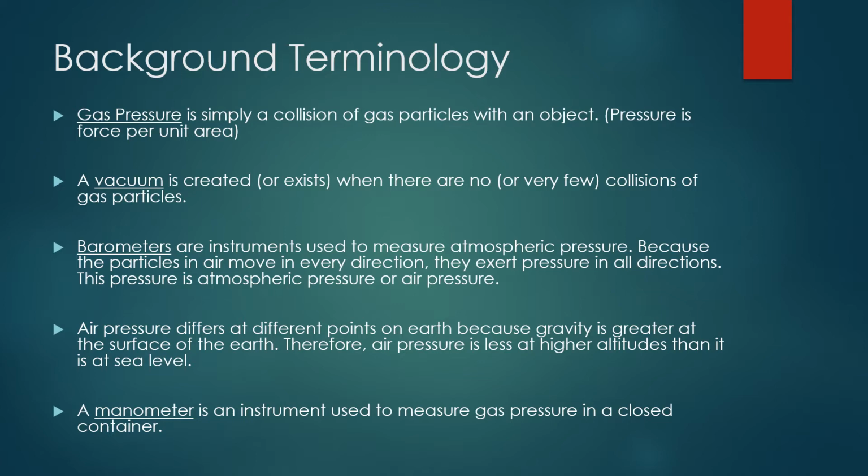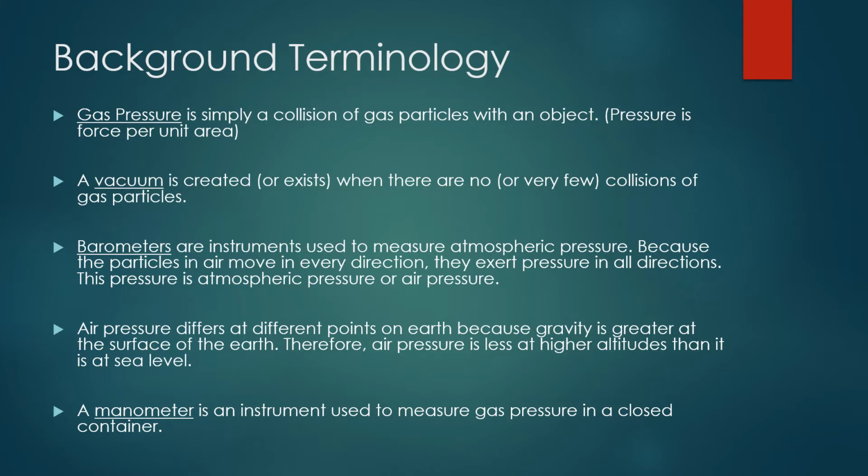Air pressure moves in every direction, so they exert pressure in all directions. This is the atmospheric pressure or air pressure. It's also known as the barometric pressure and sometimes is referred to as the total pressure. Another device that is used to measure pressure is a manometer. It's an instrument used to measure gas pressure in a closed container.